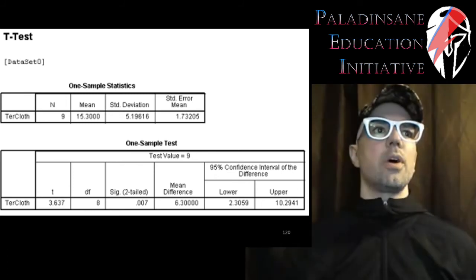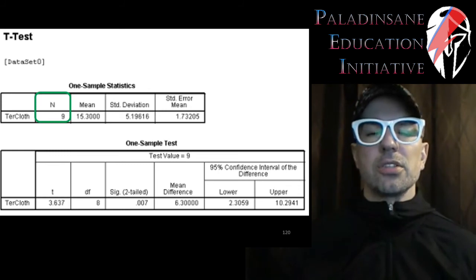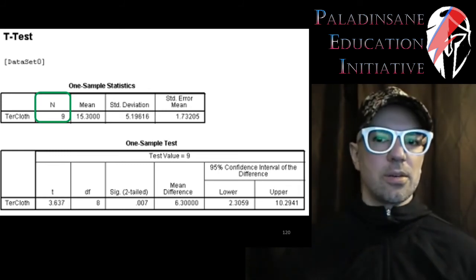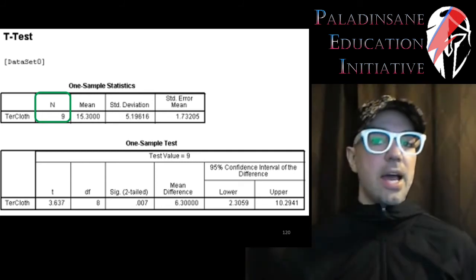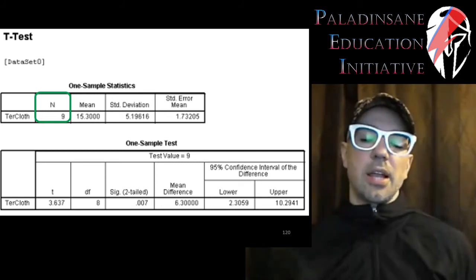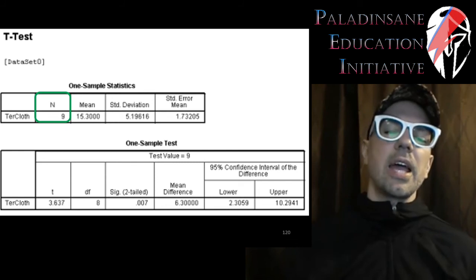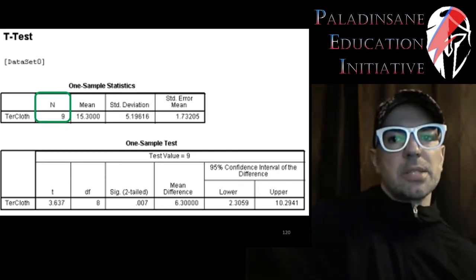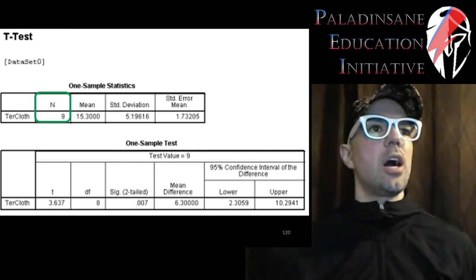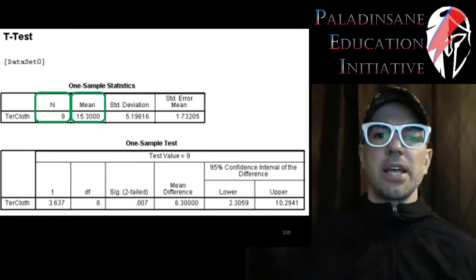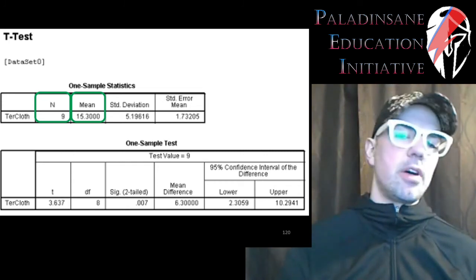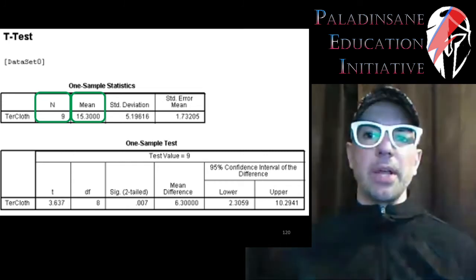Well, the first thing we're going to want to check is that N. So that second column indicates how many scores SPSS was given. So we had 9 monkeys. SPSS is telling us that it has 9 scores. That gives us confidence that we didn't mess up when we were transferring data into SPSS. We take a look at the next column labeled mean. SPSS tells us the mean of all the numbers that you gave me, the mean of all the raw scores you gave me is 15.3.